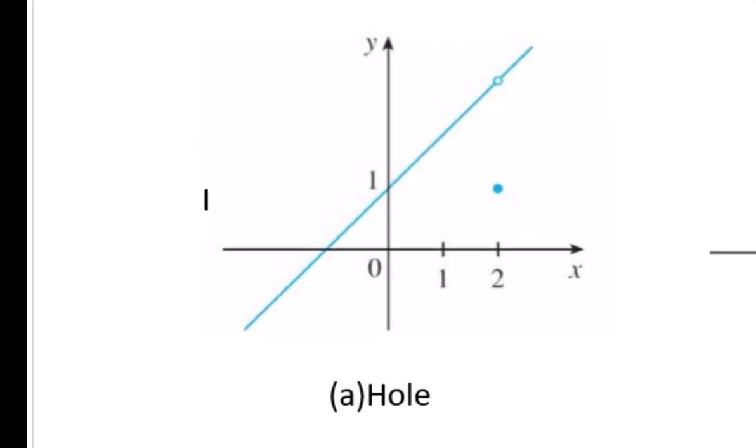Let's take a look at the first graph over here. In this graph, there's a hole at x equals 2. Even though it is defined at x equals 2, here at this other point, and the limit would exist at x equals 2, the graph itself is not continuous.